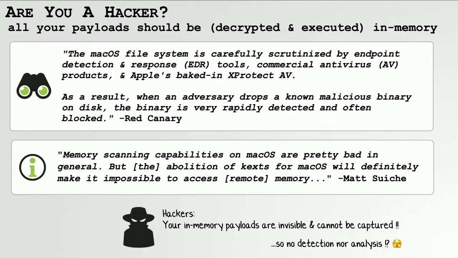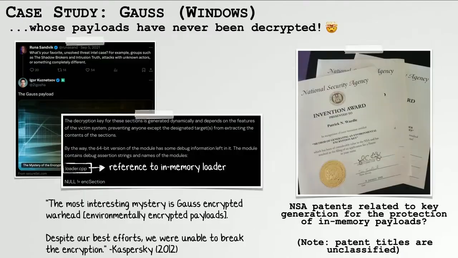quote from Matt Suiche, who basically said that memory scanning capabilities on macOS have always been rather limited, but especially now because of the deprecation of third-party kernel extensions, you basically cannot access memory. And this is what I talked about earlier. Process A, even if it is a security tool, cannot read the memory of process B.